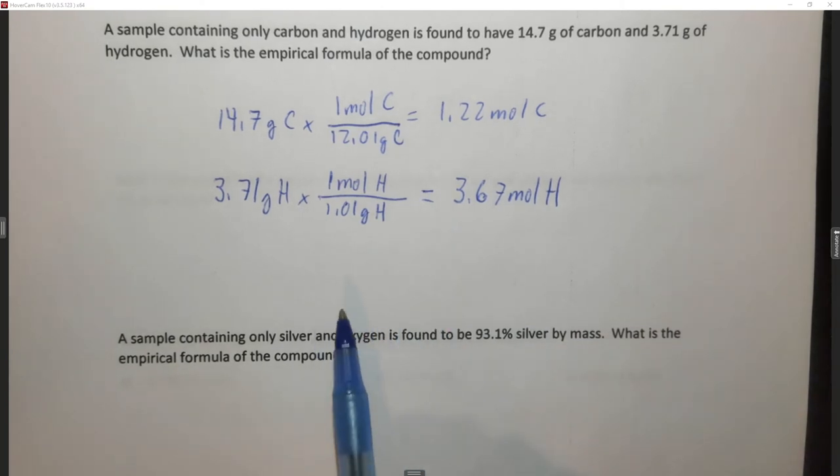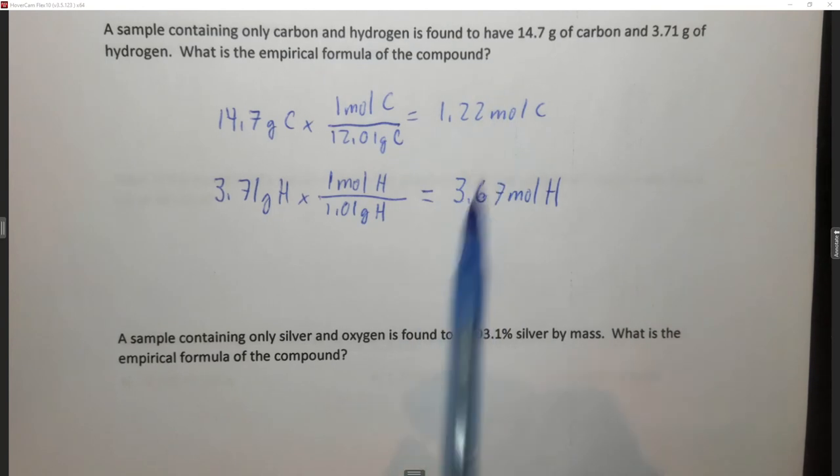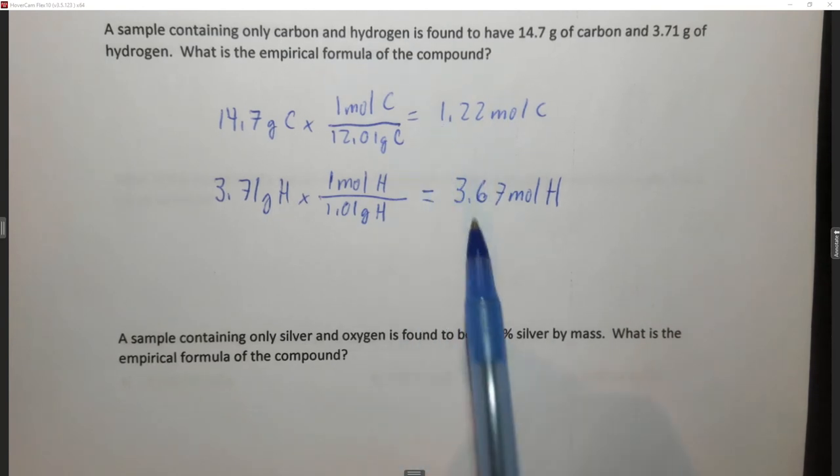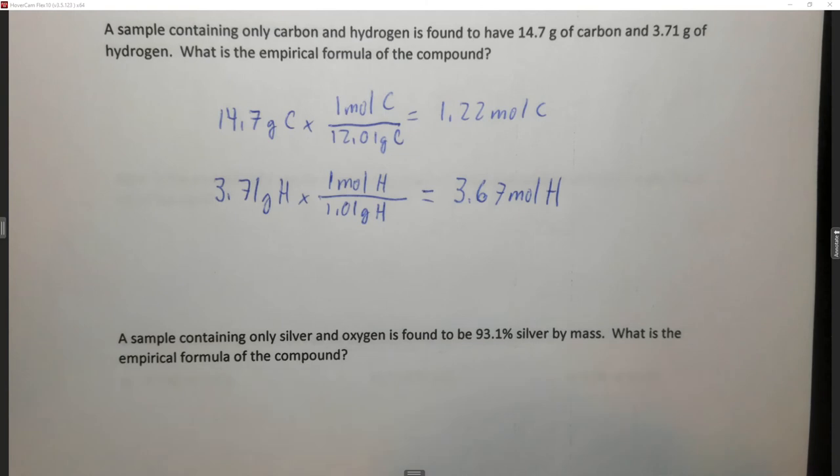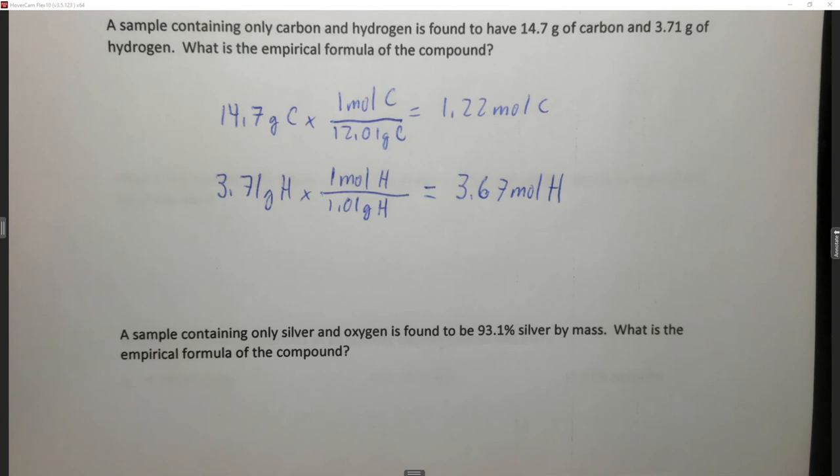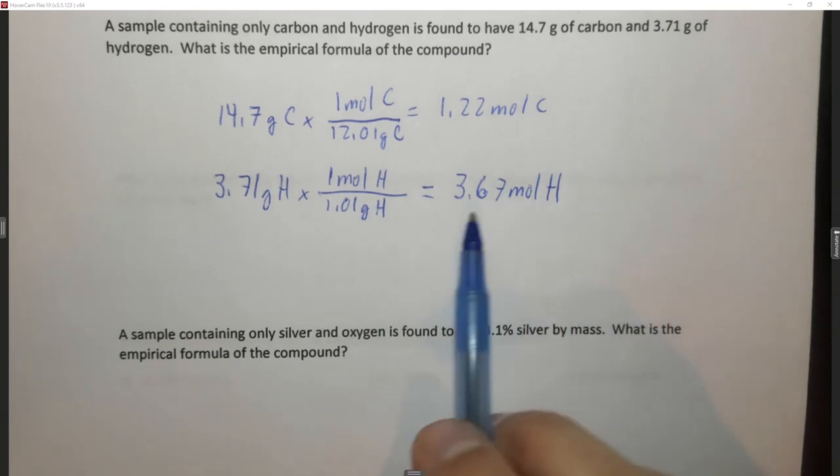In order to find a whole number ratio, you want to divide by the smaller one. The reason for that is the smaller one divided by itself is 1, and the bigger one divided by the smaller one is a number greater than 1. So in an empirical formula, we want to have 1 to 2 or 1 to 3 or 1 to 1 or whatever the case may be. We don't want to have 1 to 0.05, right? So we want a whole number ratio, not a fraction. So we divide by the smaller one.